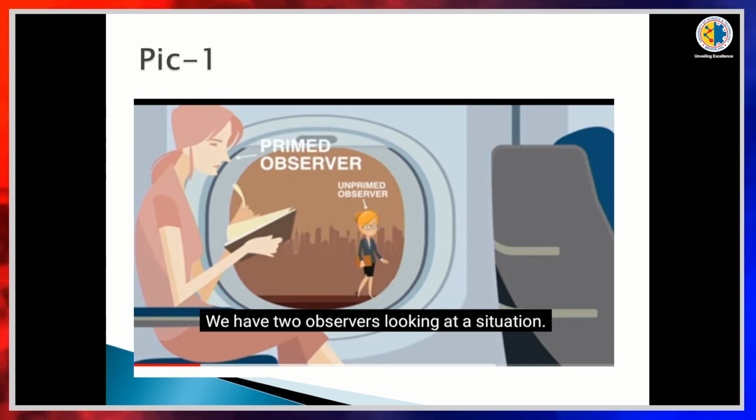The rest observer is the unprimed observer and the moving observer is the primed observer. The primed observer says that the unprimed observer is moving with respect to the primed observer, and the unprimed observer says that the primed observer is at rest and is moving with respect to the unprimed observer. So it is the main condition in relativity.